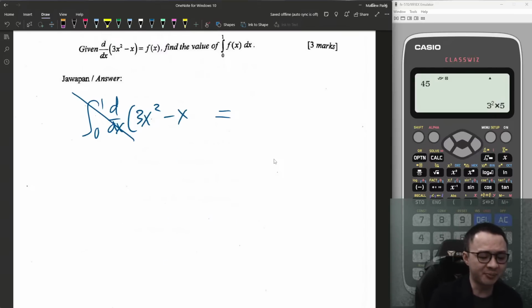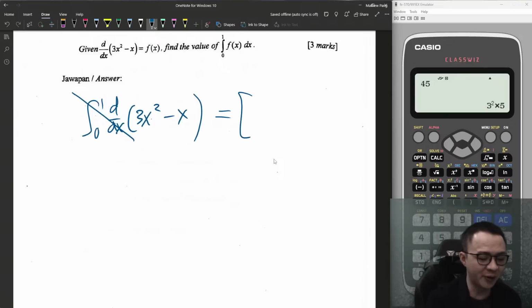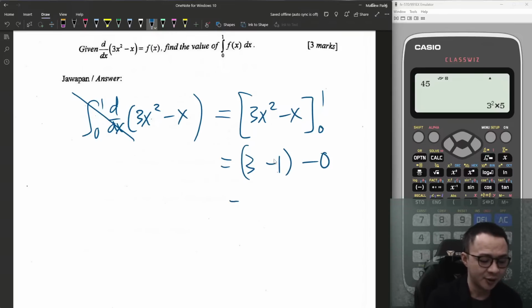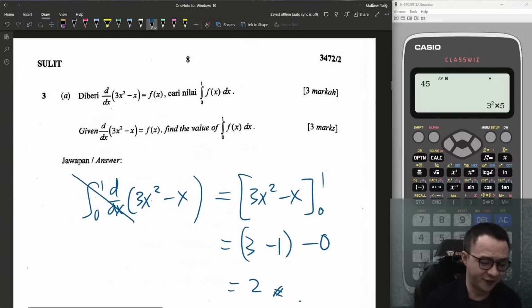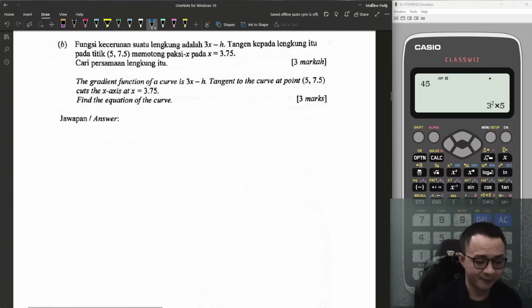Yeah, I'm also quite surprised this year MRSM is not as hard as the last few years. Yeah, but anyways, okay, so this one I will assume I integrate already. So I literally copy back the same thing, 0 and 1 here. Sub the 1, 3 minus 1, sub the 0 is 0. So answer is 2. Very easy. I think maybe it's a bonus mark here.